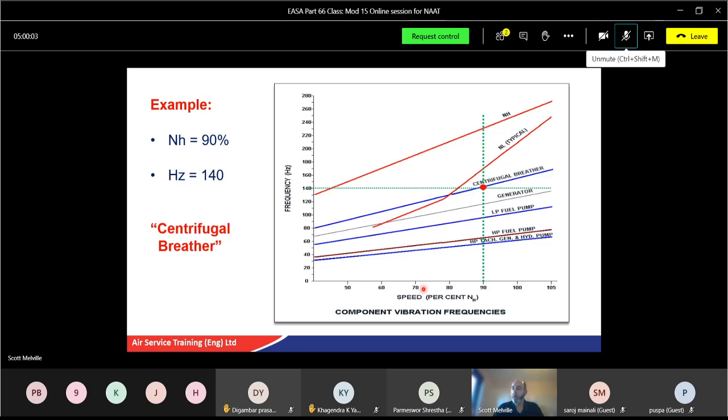So there we go. That's a little example of how we found that potentially the centrifugal breather is on its way out. It's causing a bit of vibration. And you'll probably find that if it matches the vibration, as you increase the RPM, that would probably go up in line with the breather. If it goes away, it could be a spurious one.